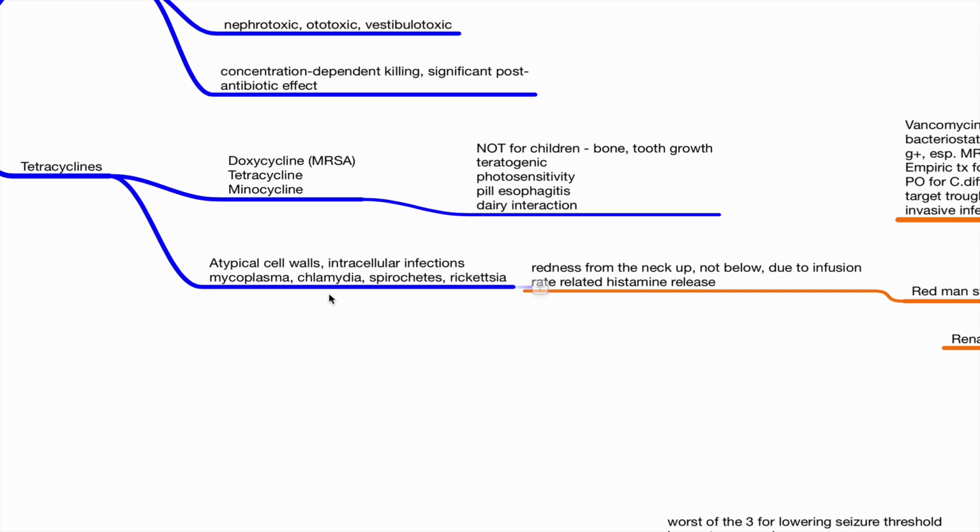Tetracyclines are actually a pretty broad spectrum drug, but often we use it in the case of bacteria that have atypical cell walls, for intracellular infections as well. So we'll give it for things like mycoplasma, for chlamydia, for spirochetes, for rickettsia, and a lot of other more unique infections.